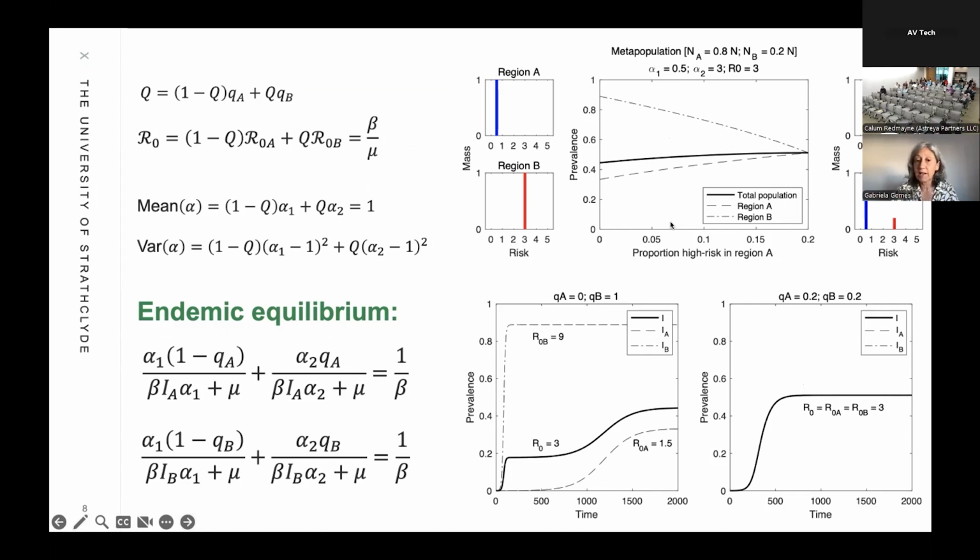And then I can get the exact solution for this problem, and I can calculate the prevalence of infection as I vary this parameter. So of course, in the high transmission region, the prevalence goes up as this parameter increases, and it goes down in the low transmission region. So these are the distributions at this end of the larger plot. So region A is homogeneous and region B is homogeneous, but they have different risk factors. And this is what a classical meta-population model would do.